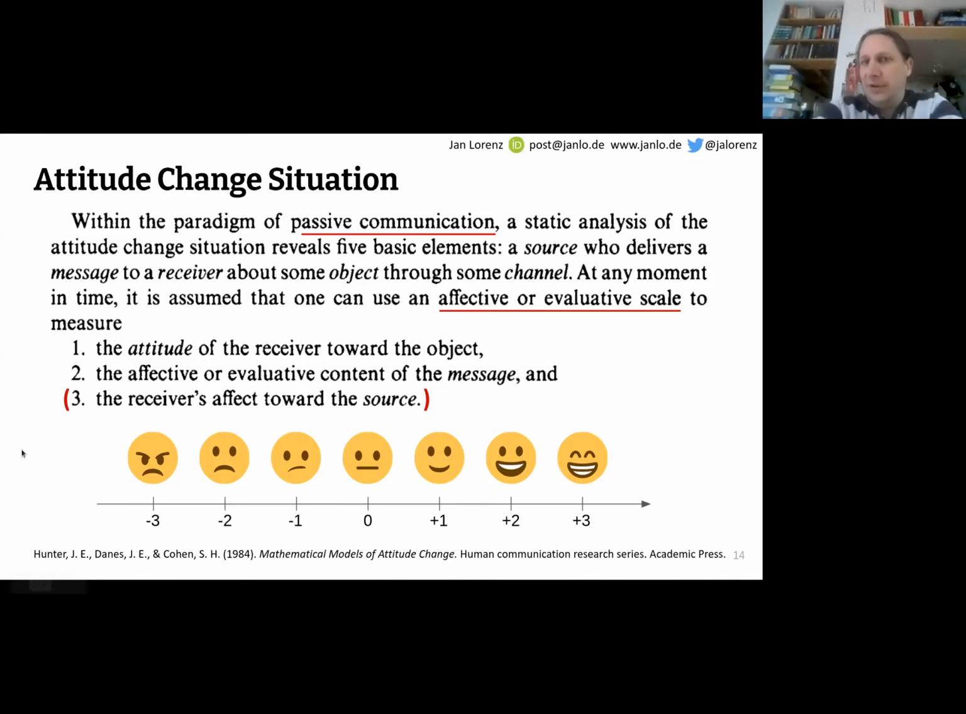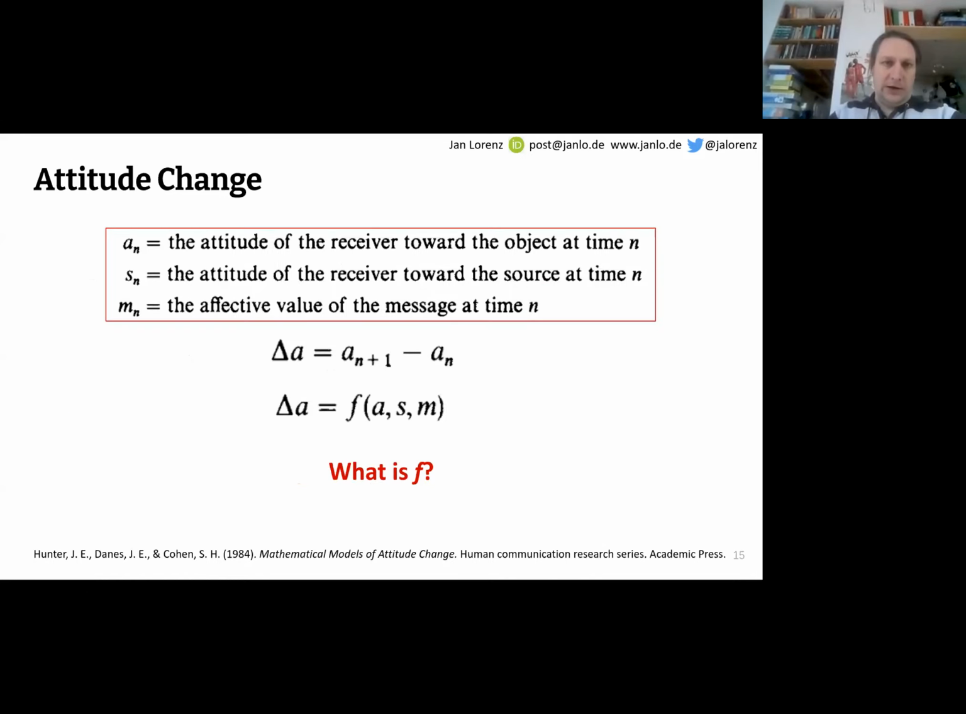So that's the basic setup, and it's very similar. Actually, it's basically describing what we are using as update function in continuous opinion dynamics models all the time. And that's the basic equation setup. So you have an attitude after something, you have an attitude before something, which is the broadcasting of the message, and you have this difference. And now the question is, what is the functional form of this change? So this is the attitude change. What is the functional form of this? And the whole book is basically about this one-shot situation.